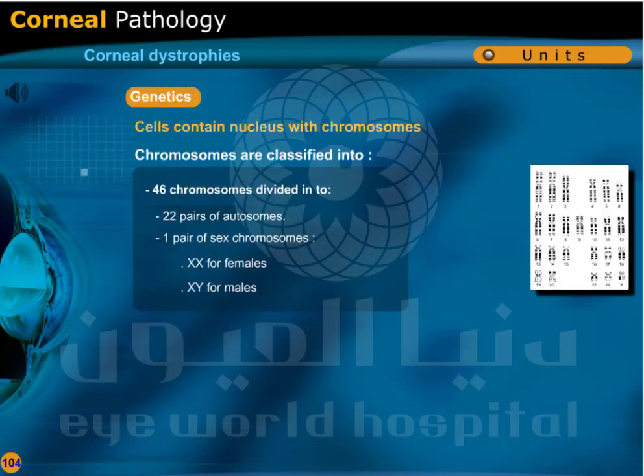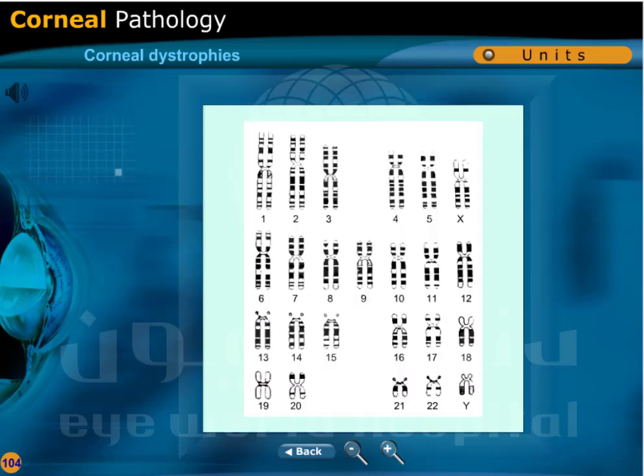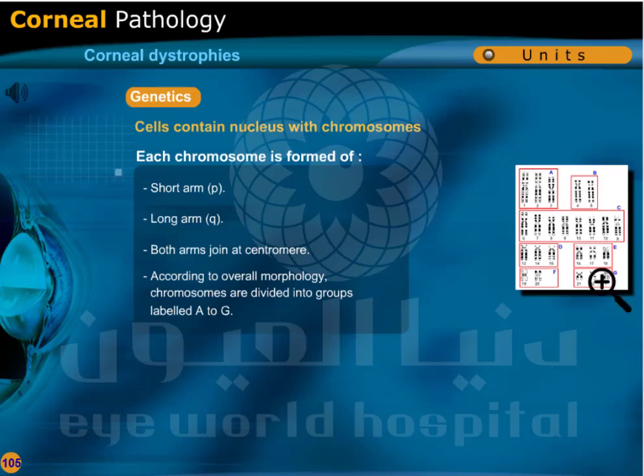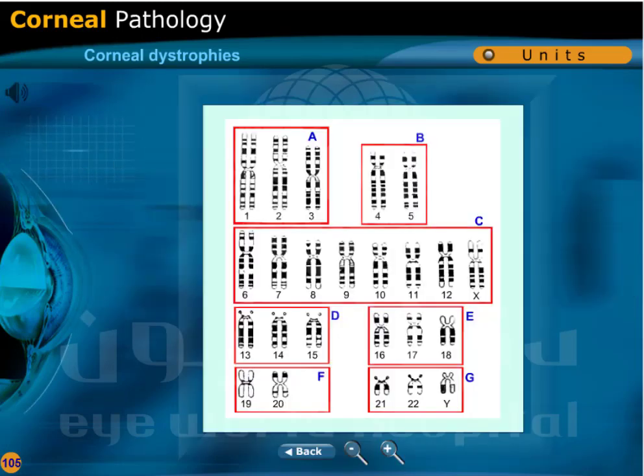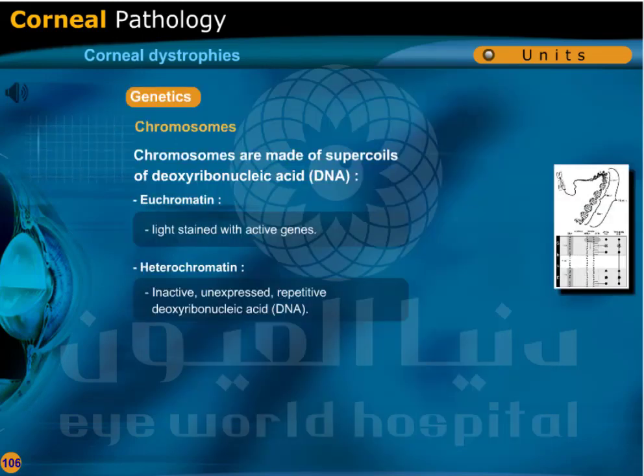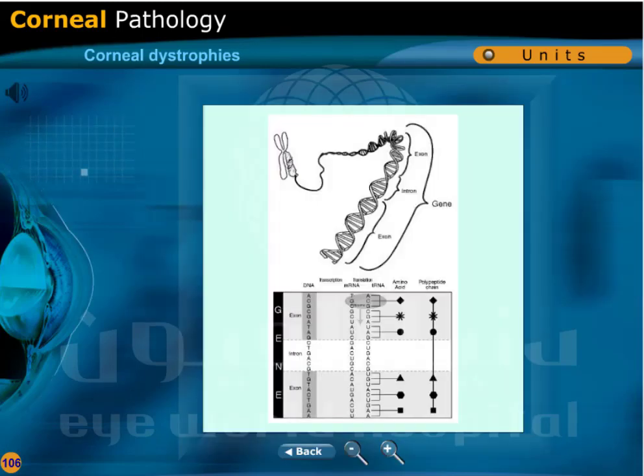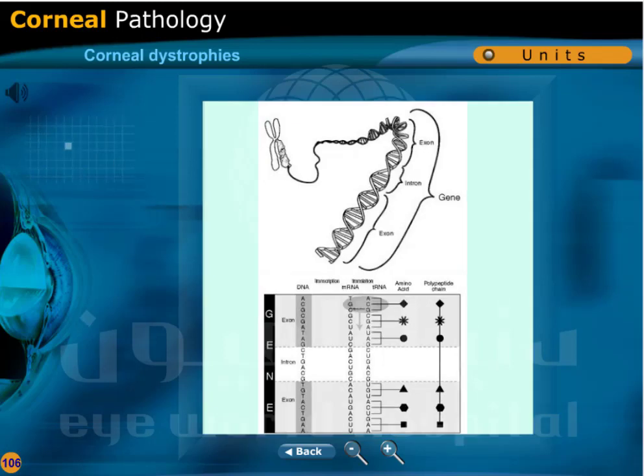Genetics. Cells contain a nucleus with chromosomes. Chromosomes are classified into 46 chromosomes divided into 22 pairs of autosomes and 1 pair of sex chromosomes, XX for females, XY for males. Each chromosome is formed of a short arm and a long arm. Both arms join at the centromere. According to overall morphology, chromosomes are divided into groups labeled A to G.